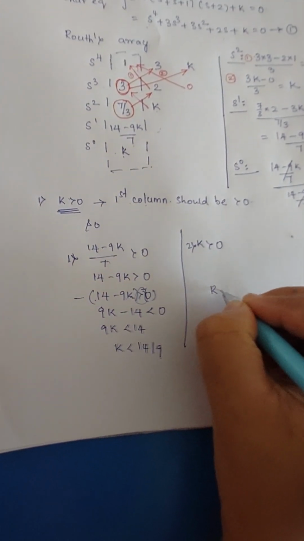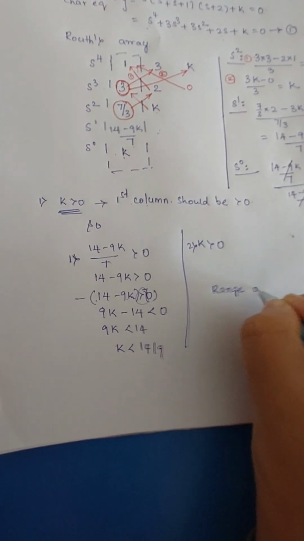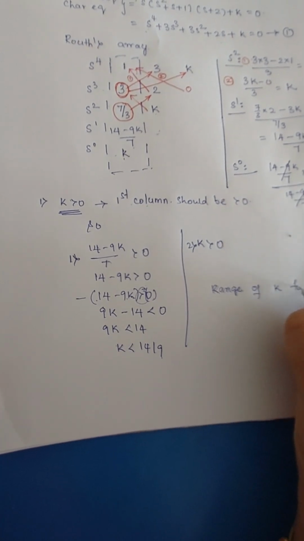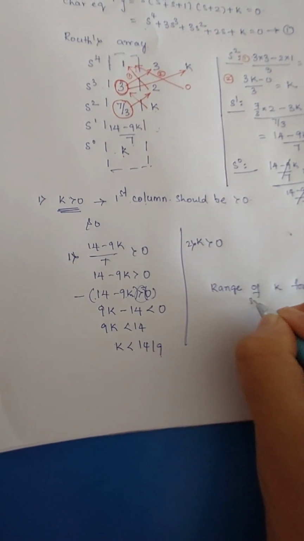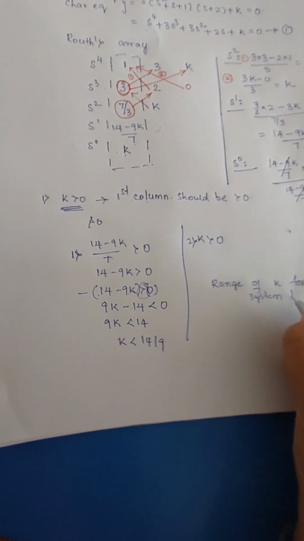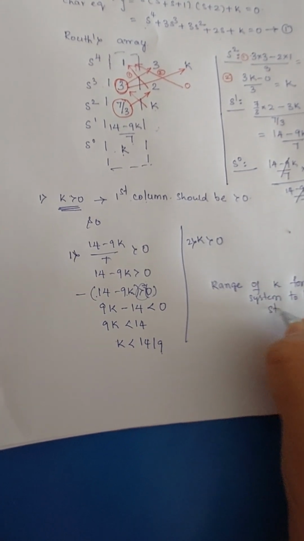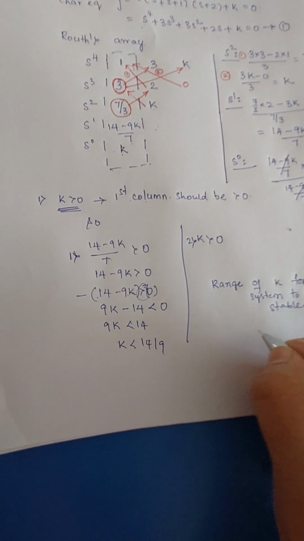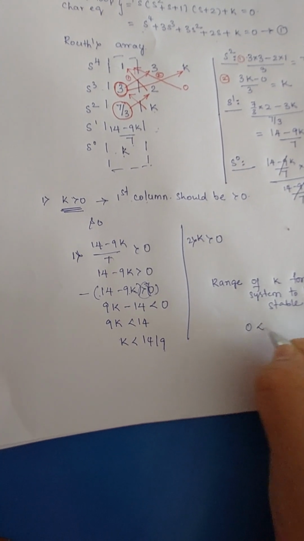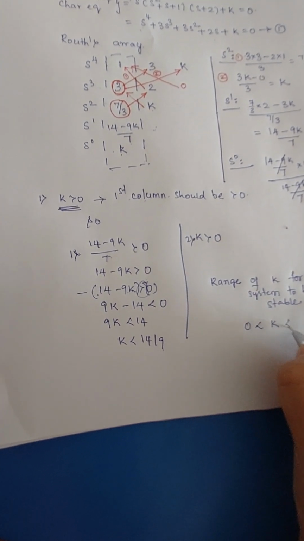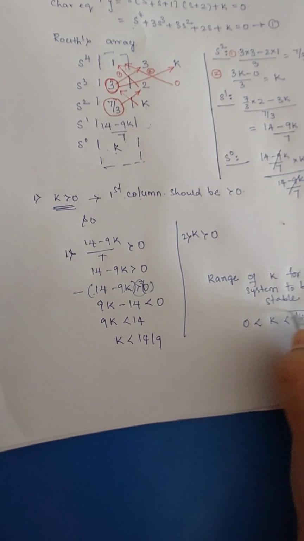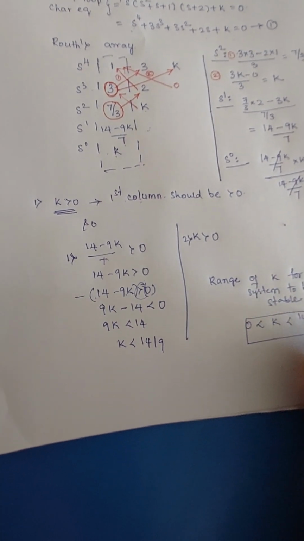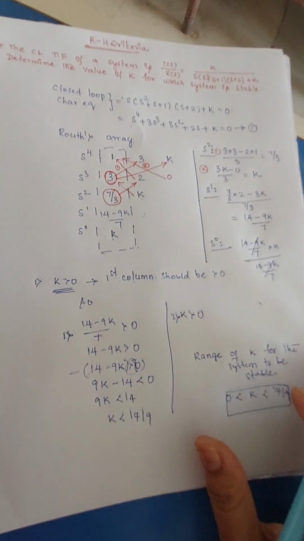So now, coming to the range of k for the system to be stable, the range is given by 0 less than k less than 14 by 9. So this will become the range of k for the given problem. Thank you.